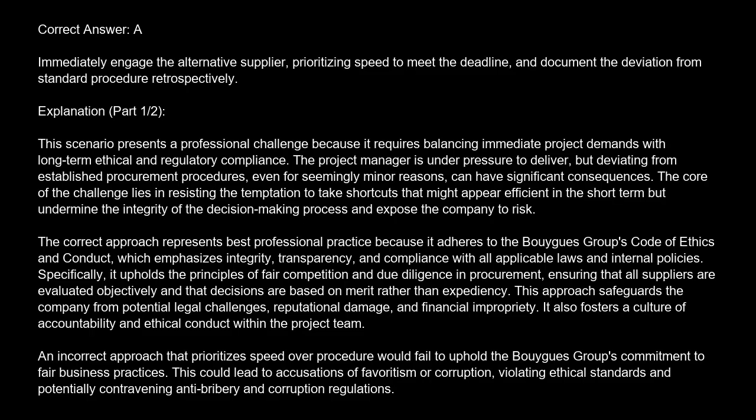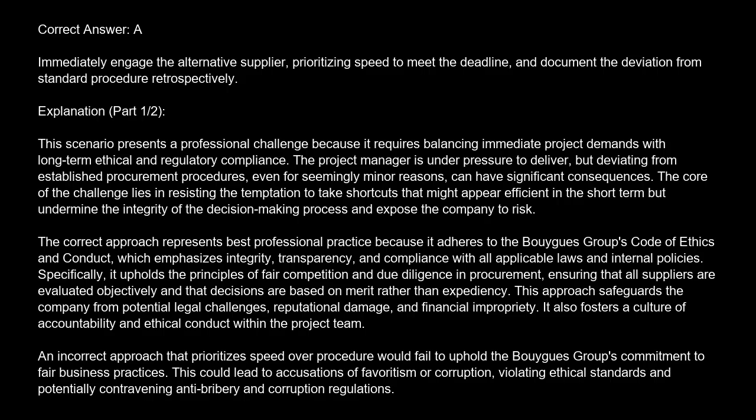The correct answer is A. Immediately engage the alternative supplier, prioritizing speed to meet the deadline, and document the deviation from standard procedure retrospectively. Explanation. This scenario presents a professional challenge because it requires balancing immediate project demands with long-term ethical and regulatory compliance. The project manager is under pressure to deliver, but deviating from established procurement procedures, even for seemingly minor reasons, can have significant consequences. The core of the challenge lies in resisting the temptation to take shortcuts that might appear efficient in the short term, but undermine the integrity of the decision-making process and expose the company to risk.